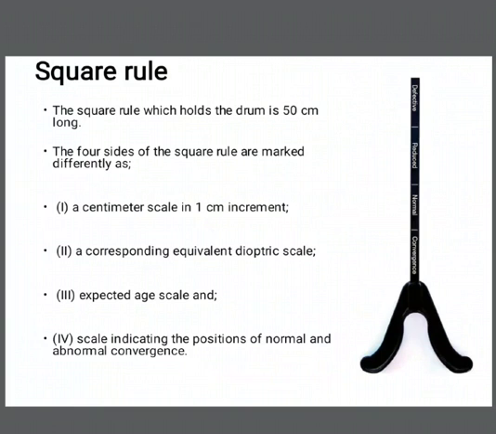Now the square rule. The square rule is 50 centimeters long and holds the drum. The four sides of the square rule are marked differently: a centimeter scale in 1 centimeter increments on the first side, a corresponding equivalent dioptric scale on the second side, an expected A scale on the third side, and a scale indicating the position of normal and abnormal convergence on the fourth side, as we see in this figure.